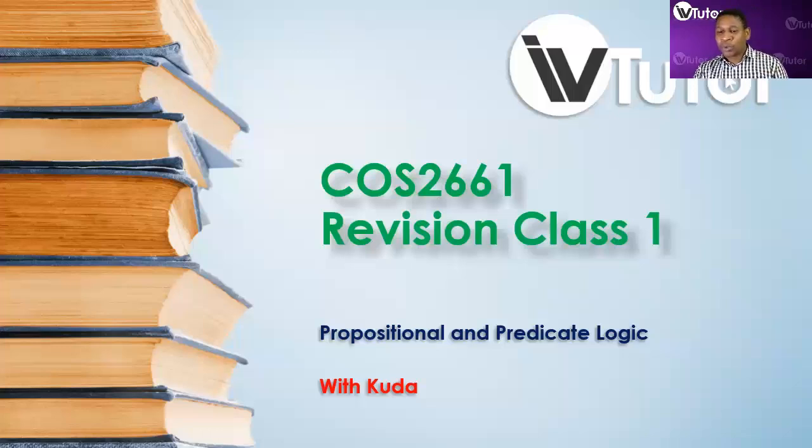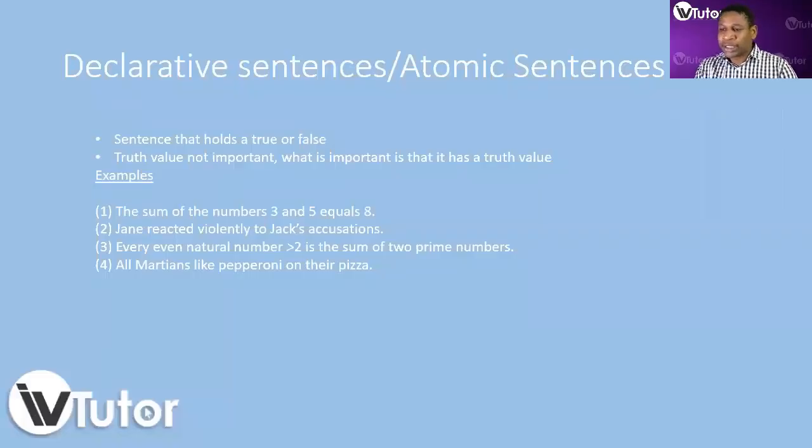So let's start with what we call propositional statements, or atomic sentences. Right. These are statements that are always going to hold a true or false value. It does not really matter whether they're true or false, but the fact that they hold a true or false value. Right. Now, as examples of propositional statements, we can say the sum of the number 3 and number 5 is equal to 8. Right. I can even say the sum of 3 and 5 is equal to 10. It will still be a propositional statement because that statement can either be true or false.